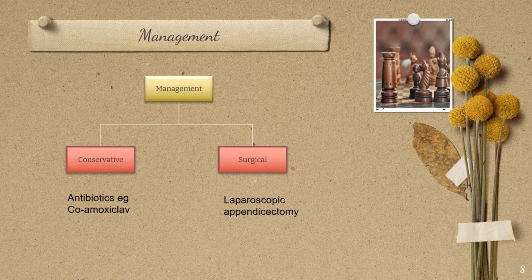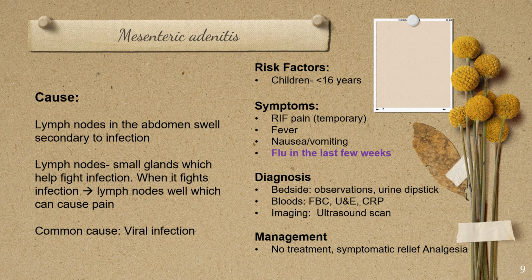Okay, now let's move on to mesenteric adenitis. So this is an important differential in patients presenting with symptoms similar to the ones that we just described in appendicitis. So mesenteric adenitis means inflammation of the lymph nodes in the abdomen. Lymph nodes are small glands which can be found throughout the body. However, these specific ones are found in the abdomen. So if we split up the word mesenteric adenitis, mesenteric means mesenteries, which is part of the abdomen where the glands are located, and adenitis means inflammation of the lymph nodes.